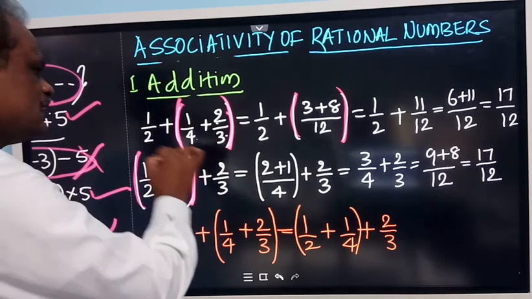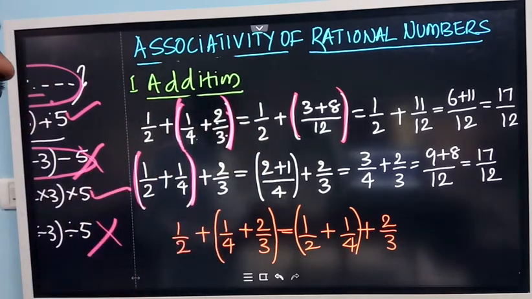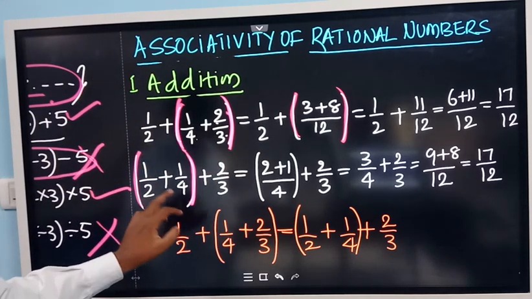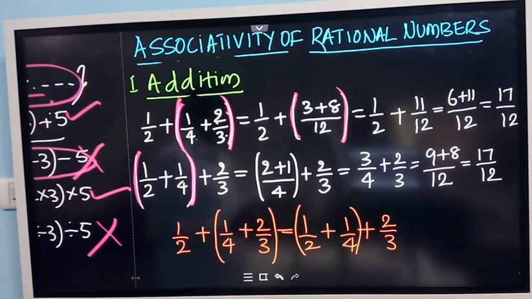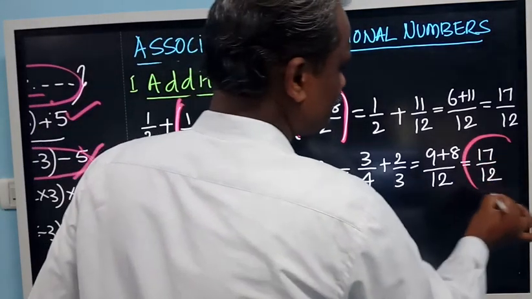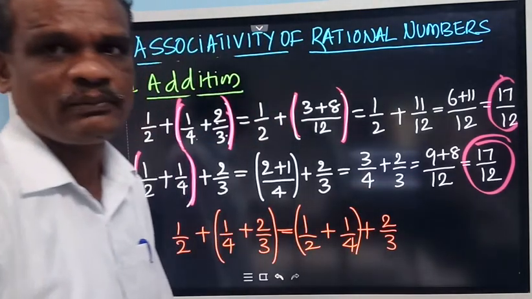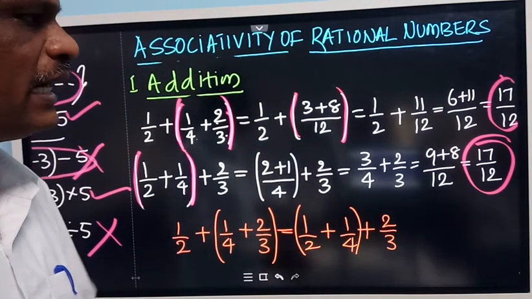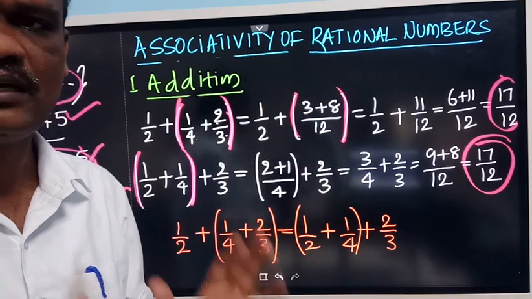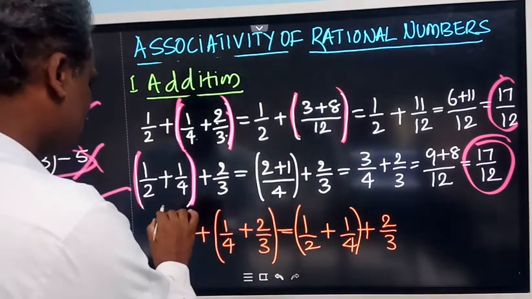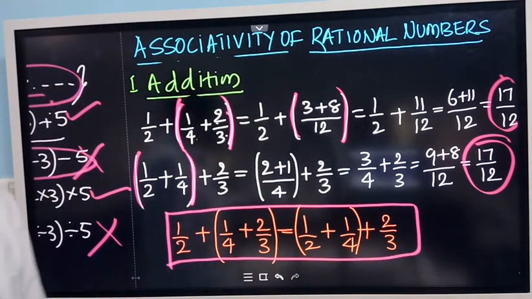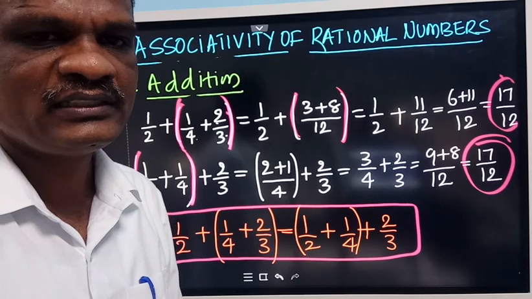So you group these rational numbers in different ways. First 1 by 4 and 2 by 3, then to 1 by 2. Here 1 by 2, 1 by 4, then to 2 by 3. Any way you can select the numbers and add them, the sum is always same. You are getting 17 by 12 only. Take any way you can group and add them, the sum is always same. So that's why this is associative under addition. Rational numbers are associative under addition.